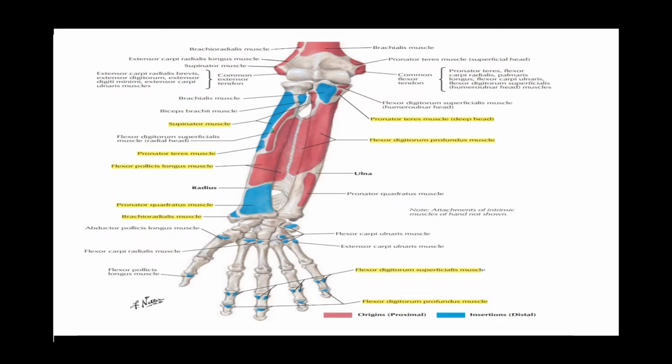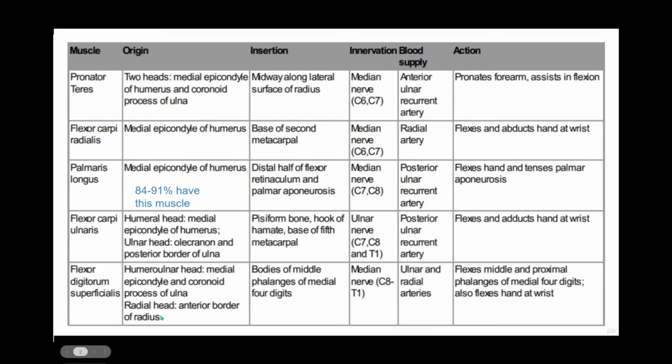And we've got the radial head. So flexor digitorum superficialis radial head. Okay. From the upper third, or from the upper half of the anterior surface, the anterior border or anterior margin, of the radius.